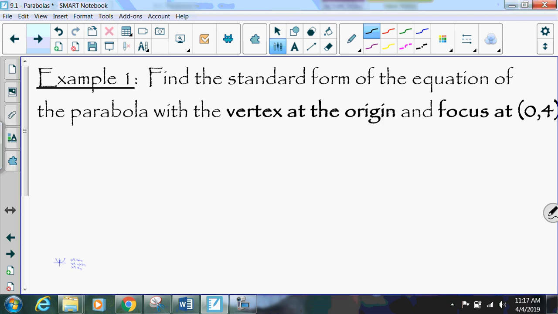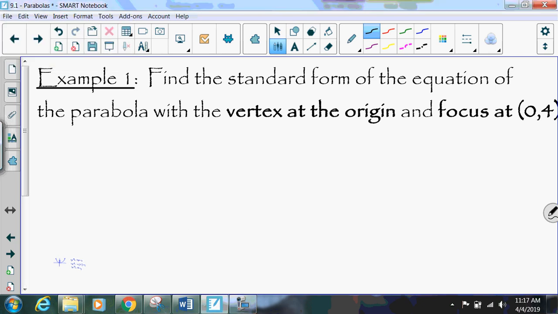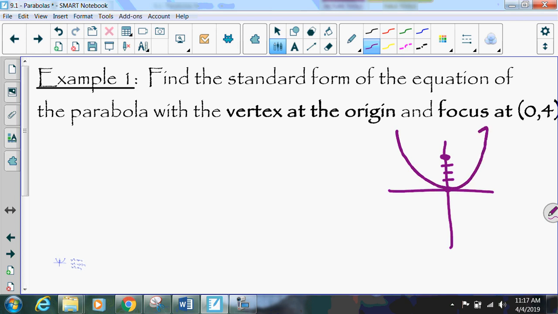All right, find the standard form of the equation of the parabola with the vertex at the origin and the focus at (0, 4). You know what I'm going to say, right? When they give me info, I am going to sketch it. So I'm going to make my vertex be on the origin, and my focus is at (0, 4): I don't go left or right, but I go up 4. So I automatically know that my parabola is going to be upward. So it's either the up or down one, which means that we go to x squared equals 4py.